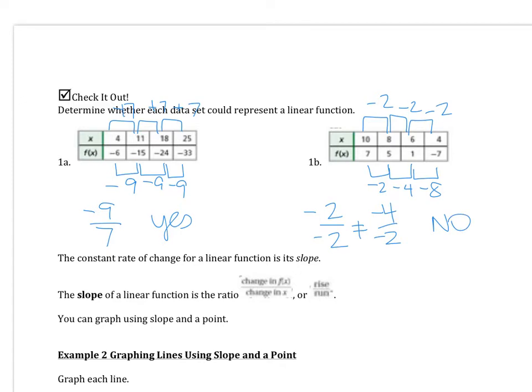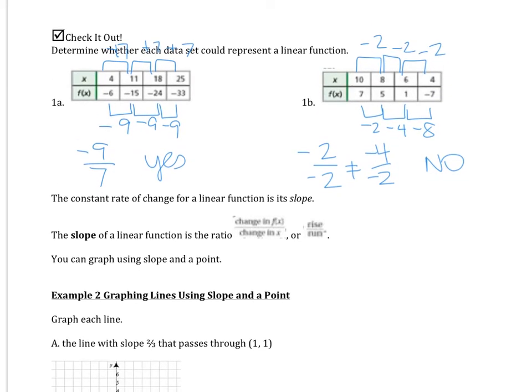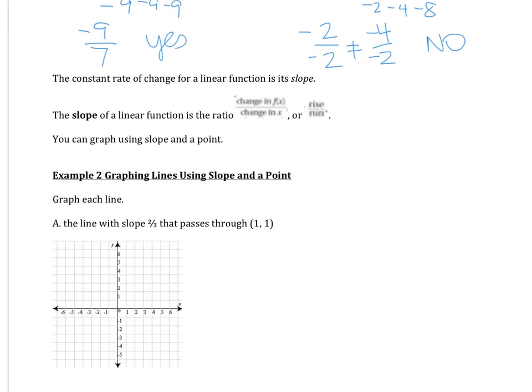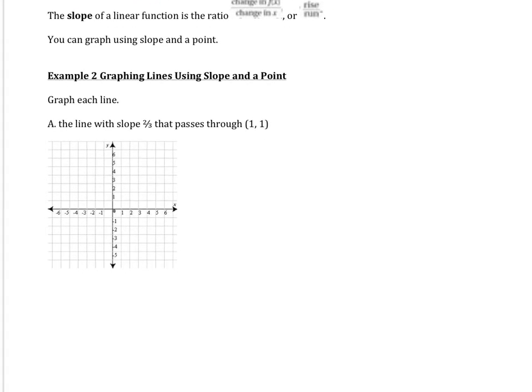The constant rate of change is called slope. Slope can also be defined as rise over run. We can graph using slope and a point.